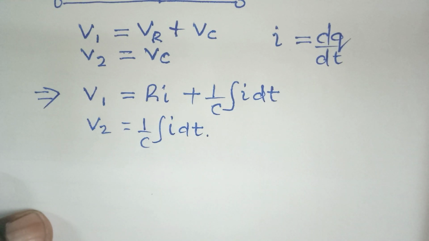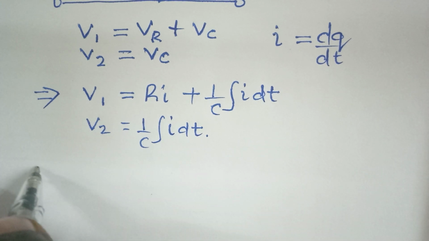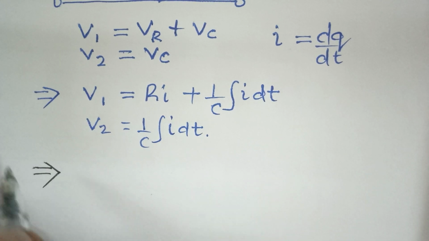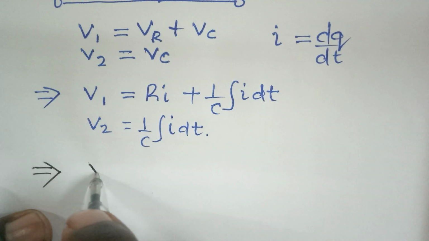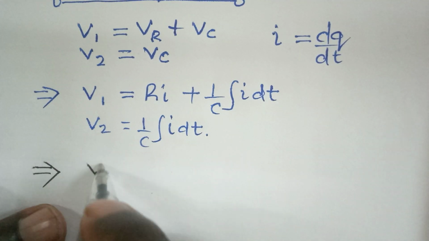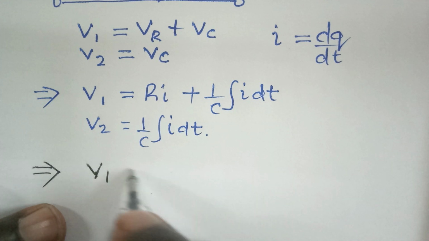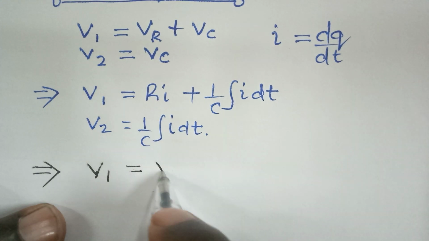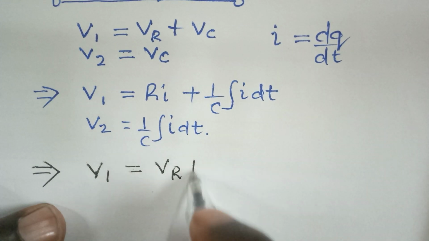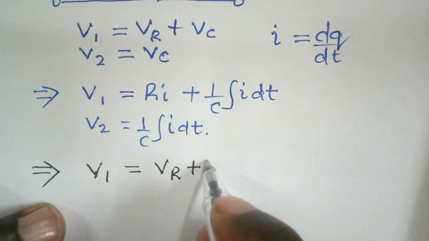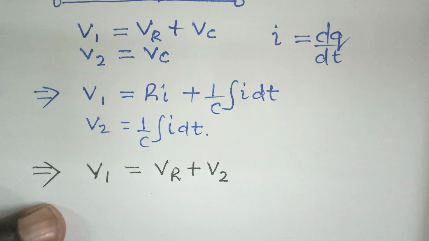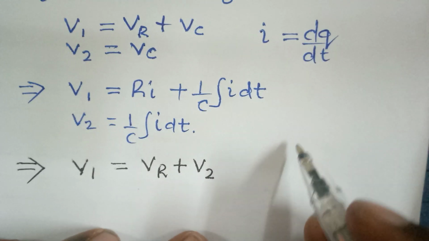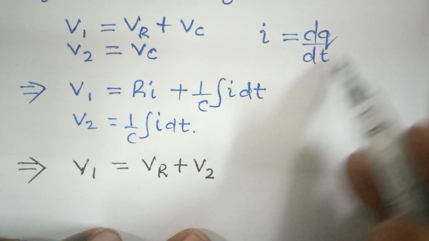So guys, we continue. From there, we are going to equate this VC into V2. Let me write V1 equals VR plus, now we write V2, just as we have here. V2 is equal to VC. Then we come to this equation here.